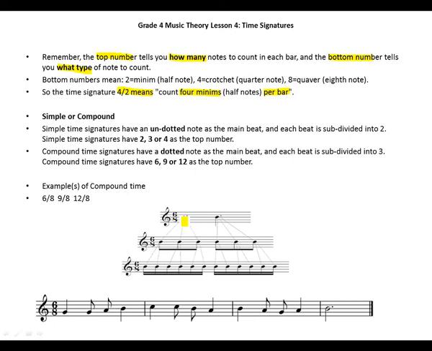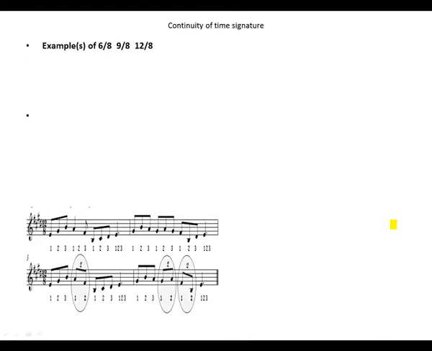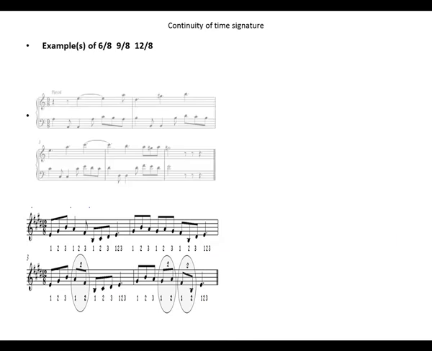You can have it as two dotted crotchets, or you can have crotchet, quaver, quaver, crotchet, crotchet, quaver, quaver, crotchet, or you can have 3 quavers beamed together and another 3 quavers beamed together, or you can have 6 semiquavers beamed together and another 6 semiquavers beamed together, or you can have a dotted minim. Examples of 6-8, 9-8, 12-8.